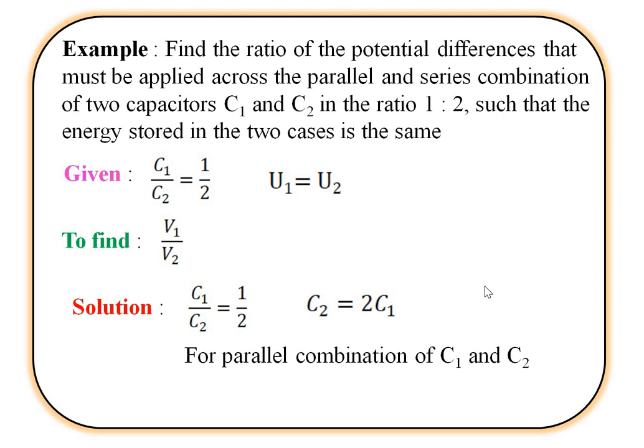We know that for the parallel combination of the two capacitors, the formula is C of P equals C1 plus C2. We know that C2 equals 2 times C1. So putting this value in this equation, we have Cp equals 3 times C1. So for this energy, that means U1 equals 1/2 Cp V1 square. Putting the value in this equation, we can write 3/2 C1 into V1 square.